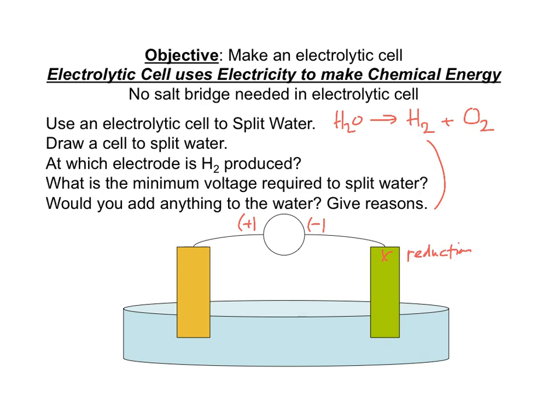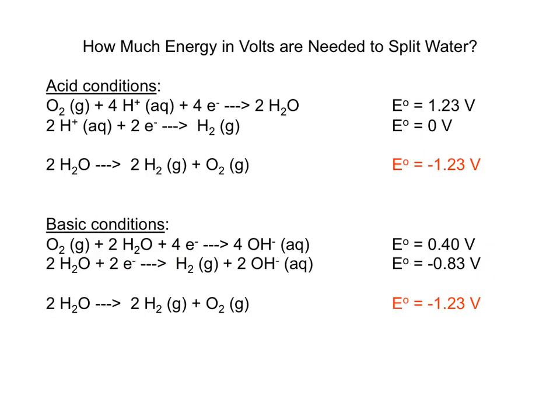The water will be reduced to H2 gas. At the other electrode, oxidation will occur. That's where water will be oxidized to O2 gas. We need to add an electrolyte to the water to make sure ions flow from one electrode to the other. So usually it's sulfuric acid or sodium hydroxide. For the minimum voltage, here are the half reactions that occur under acid conditions and under basic conditions.